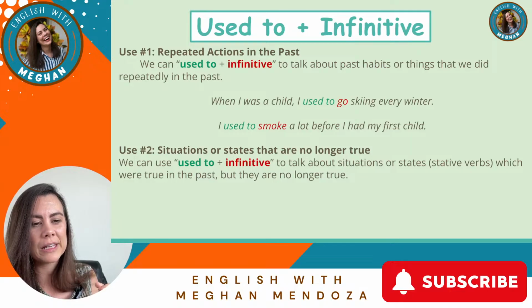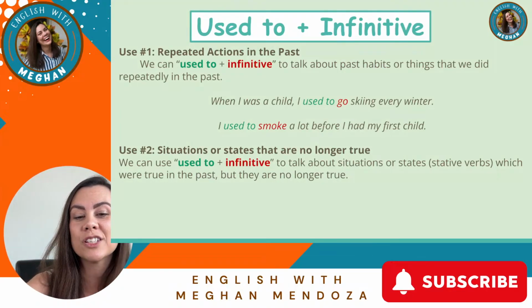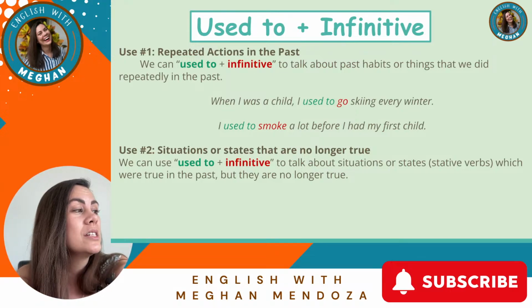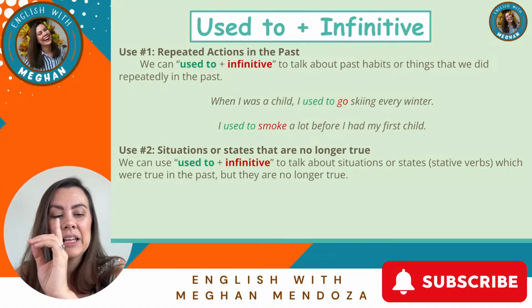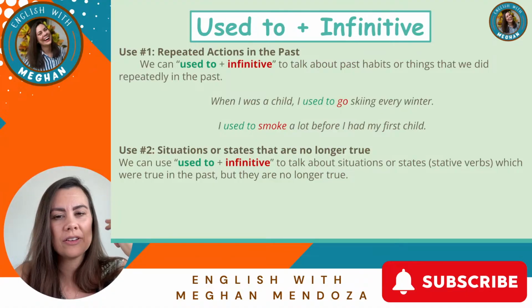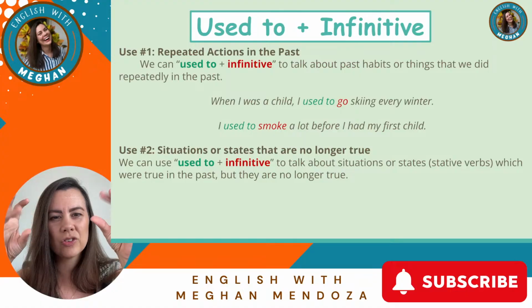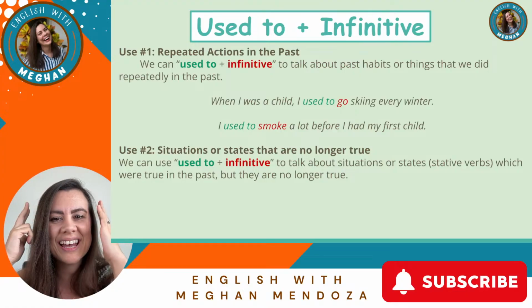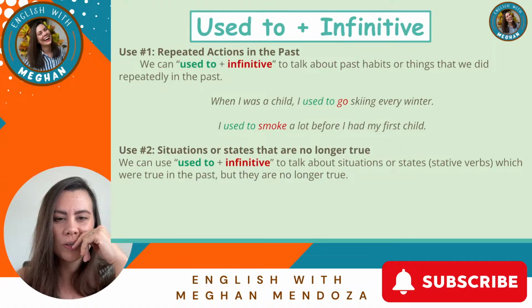Example, well, first let me read this. We can use used to plus infinitive to talk about situations or states. States are used with stative verbs, okay? Stative verbs are verbs like believe, think, be, feel, all of those ones that you can't really touch. It's more a state of mind, of being, right? They're not action ones. Live is another one, okay?